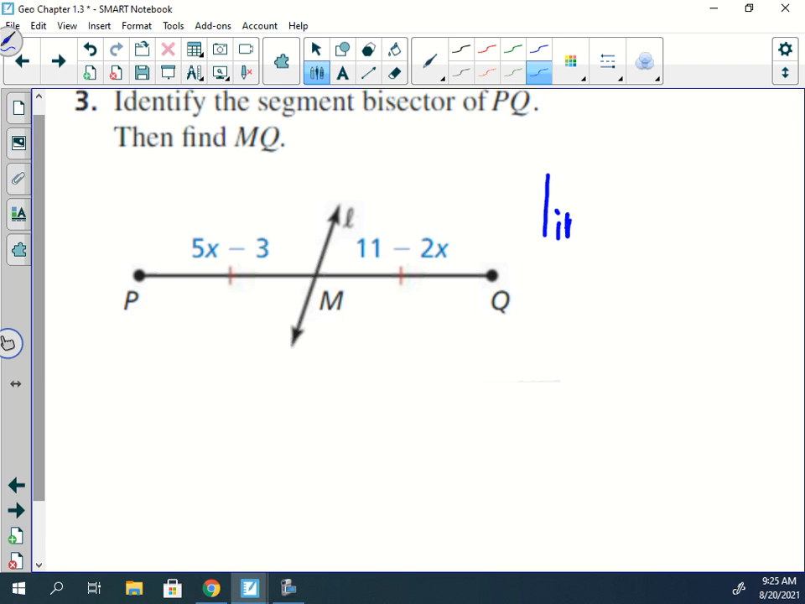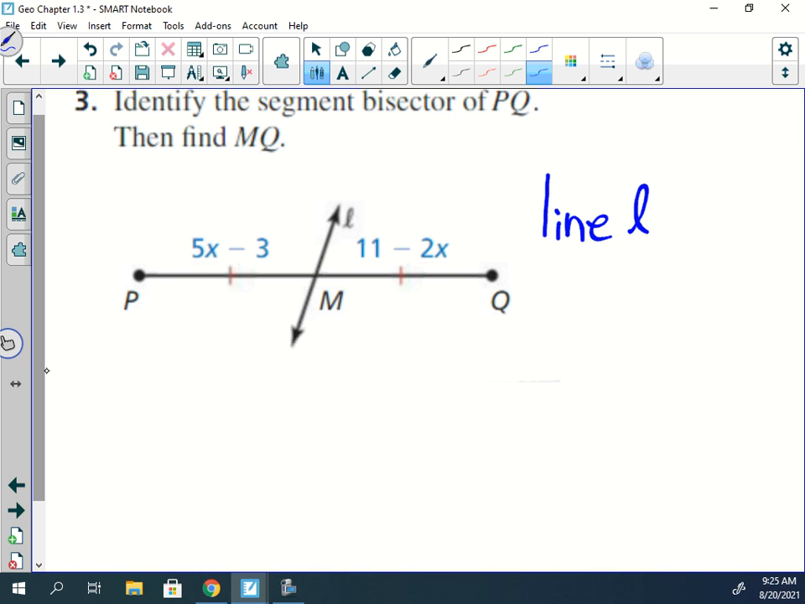We'd say line L. Since they didn't give us 2 points, we have to look at the arrows to see if they gave us another way to name it. And they did. They gave us a lowercase l to name the line. So most likely, if you see a lowercase letter at the top or bottom of the arrow, that's going to be the way they might have you name the line if there are not 2 points. So line L is our segment bisector.